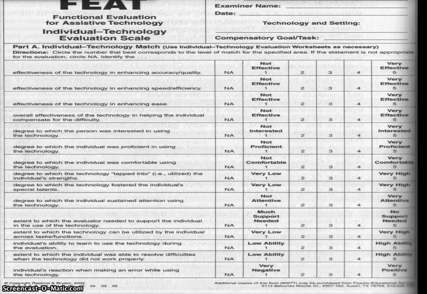So we can also look at the individual technology evaluation scale for how well the technology is actually meeting the needs of the student. So in part A, the directions are: circle the number that best corresponds to level matching for the specific area. If the statement is not appropriate, just circle NA. So effectiveness of the technology enhancing accuracy and quality of the student's work in class, right? And then we fill out this Likert type scale.